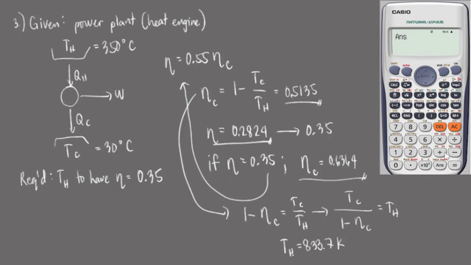Let's convert this to Celsius. This is minus 273.15. Our temperature should be 560.6 degrees Celsius.